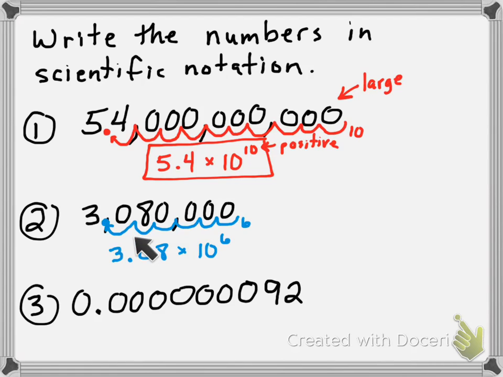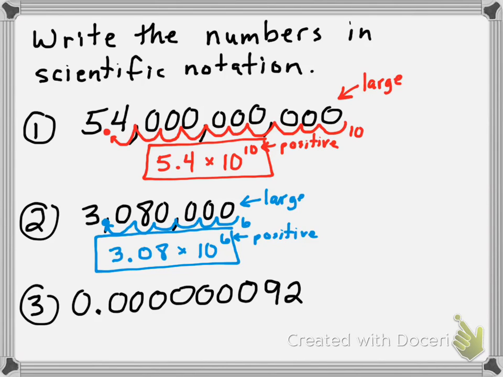I have to leave this 0 because it's in between two numbers. I don't have to leave these because they're not in between numbers. So this is my answer. And again, to make sure I counted the right way, that's a positive exponent, and it started out as a large number.